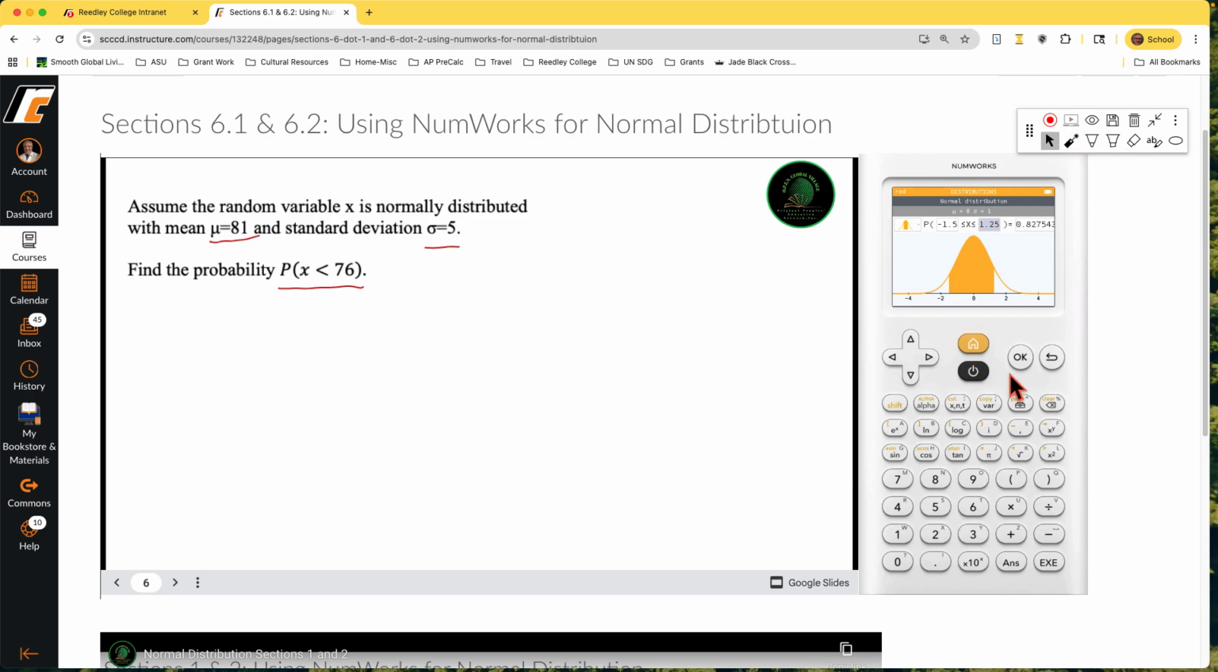The only extra step we need to do is go back and tell our calculator that the mean is not 0, it's 81, and the standard deviation is not 1, it's 5. That's the only difference, okay? It's going to handle all the formulas and calculations for us. Now it's just like what we were doing in the previous step. Less than 76, that's the less than, that's to the left. And I just put x is less than 76.